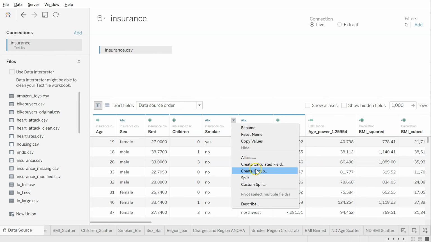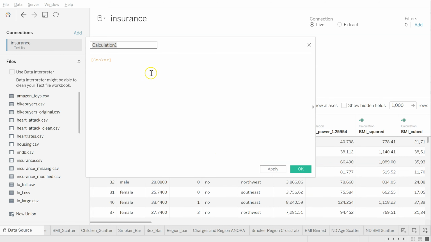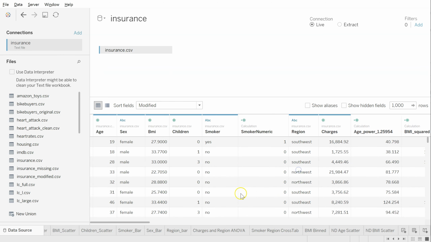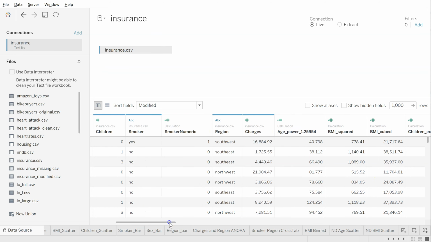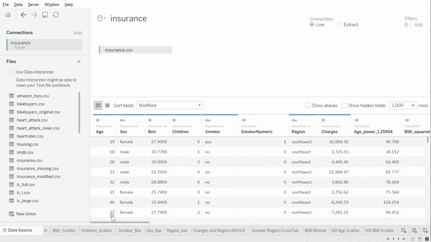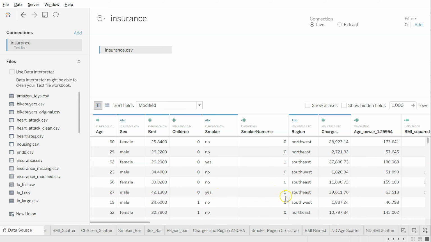I can create a calculated field, and let's just call this smoker numeric, and let's simply say if smoker equals yes, then we'll say this one should get a 1, else 0, end. Let's see if I did that right. Where did it put that for me? Smoker numeric right here. Perfect. 1, 0, 0, 0, 0, 0, and then here's our yeses.